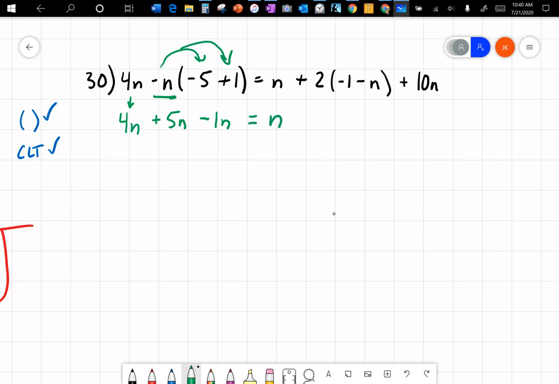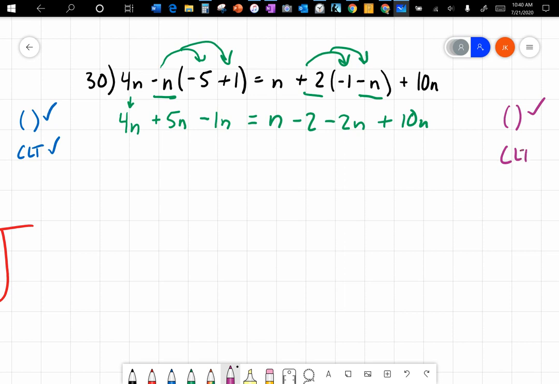Bring that n down, and now we are distributing this positive 2 through these parentheses, multiplying. And so positive 2 times negative 1 is negative 2. Positive 2 times negative n, keeping that negative with the term, is going to give me negative 2n plus 10. And that doesn't change out here because it's not part of the parentheses. Okay, so I wrote it out. So I did my parentheses, check.